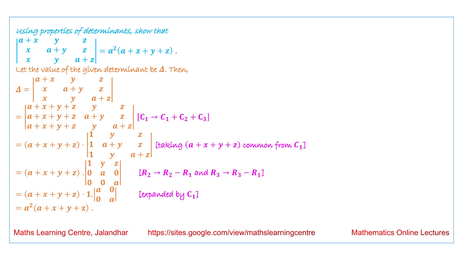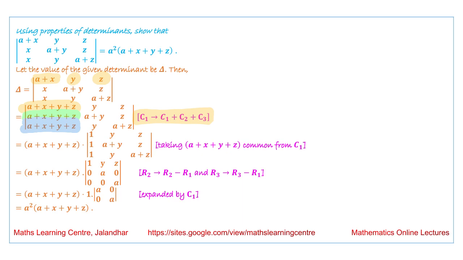Next, using properties of the determinant, we have to show that this value is equal to a square into a plus x plus y plus z. Now if we perform the operation, look at this operation over here, it is column 1 approaches column 1 plus column 2 plus column 3. We will get a plus x, y and z. Next we will obtain a plus x plus y plus z, and third also we will obtain a plus x plus y plus z.